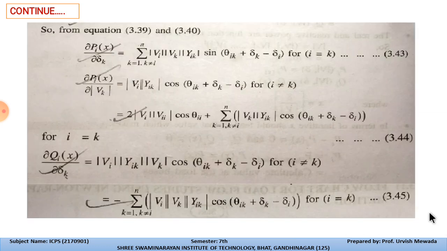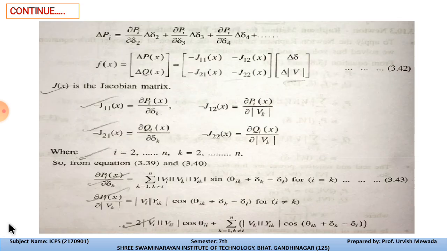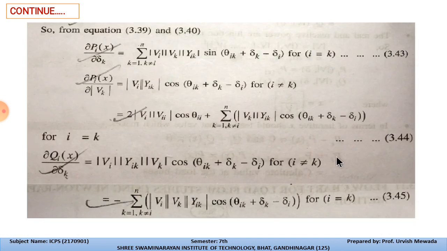Now from equations 3.9 and 3.30, the equations that we already discussed in the previous slide, now for i is equal to k, ∂Qi/∂δk, we are writing this equation by putting these values. This is the solution: |Vi||Yik||Vk| cos(θik + δk − δi), where i is not equal to k.